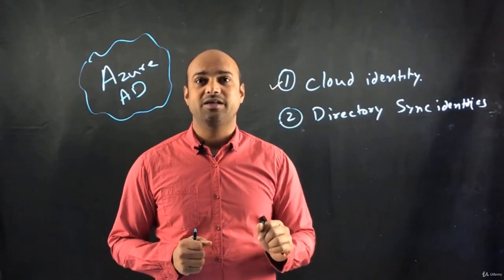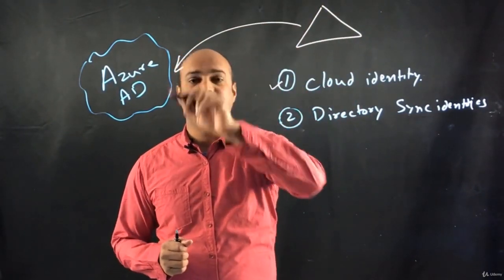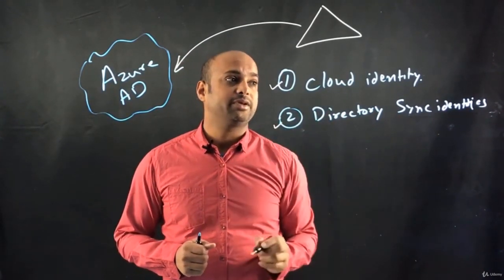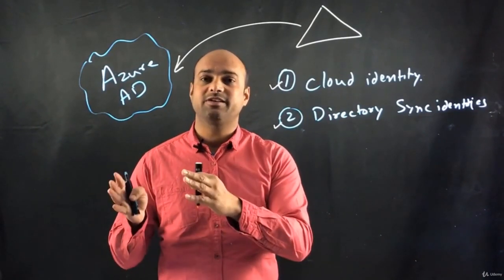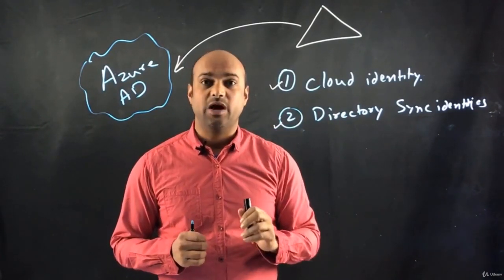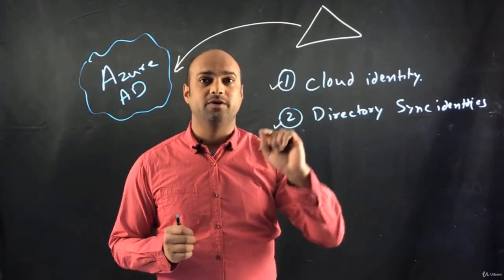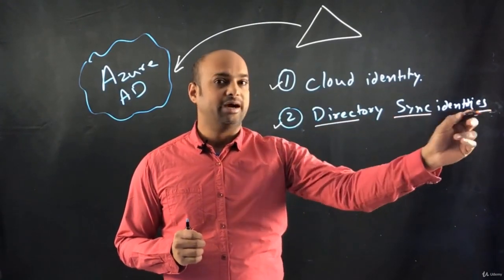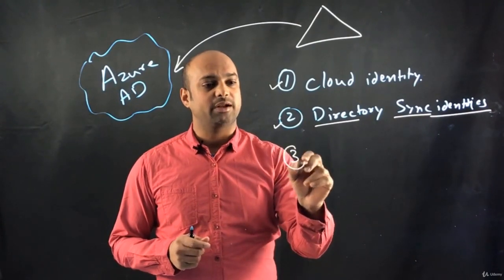They were not synchronized from your on-premise to Azure Active Directory. Well, such accounts will then be called directory sync identities. So any account that is created natively in Azure is called a cloud identity, but accounts that are synchronized from on-prem to Azure Active Directory are called directory sync identities. Okay, so there is a third account as well.